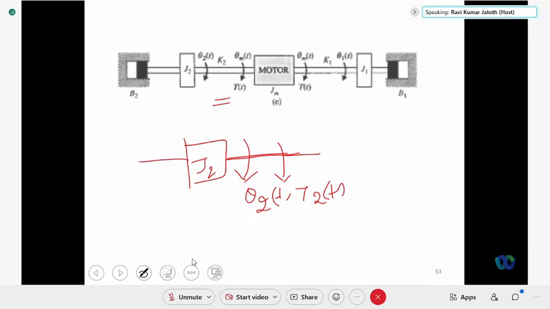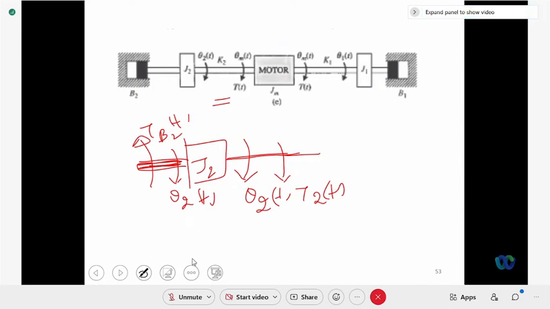And now coming to the frictional torque, TB2. When it is moving, this theta 2 is in the downward direction. Then will TB2 be in the same direction or opposite direction? Opposite, definitely opposite. So this is TB2 of t. Friction will oppose the movement, right? Okay. So this is the free body diagram.